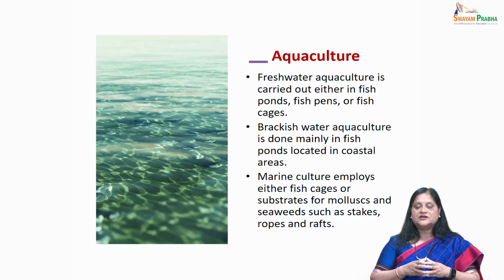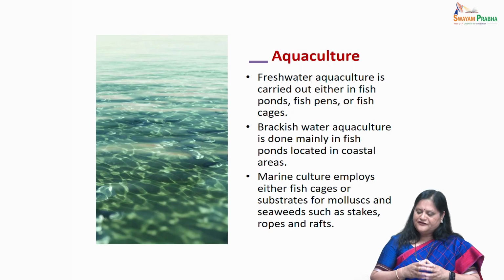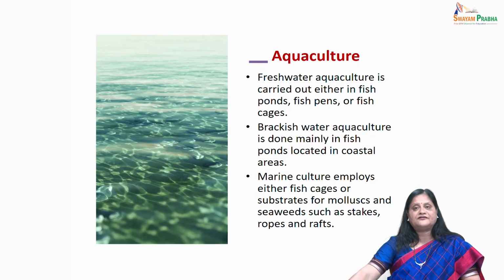Freshwater aquaculture is carried out either in fish ponds, fish pens, or fish cages. Brackish water aquaculture is done mainly in fish ponds located in coastal areas. Marine culture employs either fish cages or substrates for mollusks and seaweed, such as stakes, ropes and rafts.